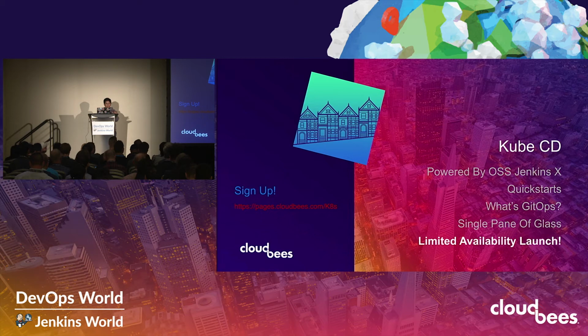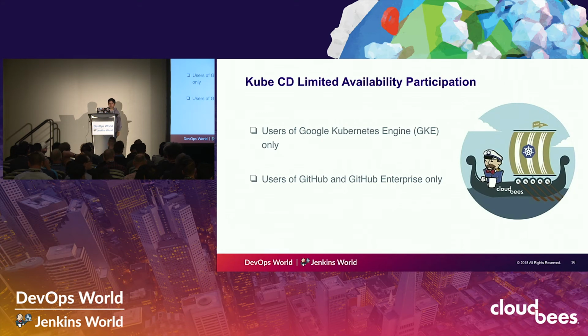So we covered the single pane of glass, this consolidated view of apps, environments, and pipelines. And for the limited availability launch, it's only open to users of GKE and GitHub at this time. There's pretty much no other restriction.